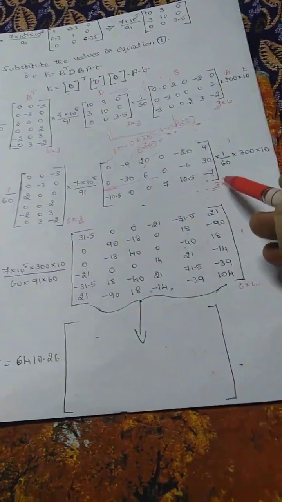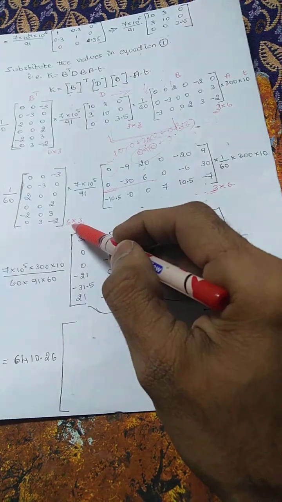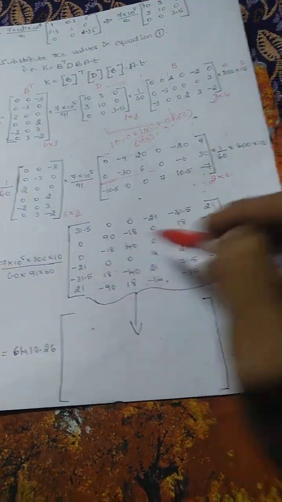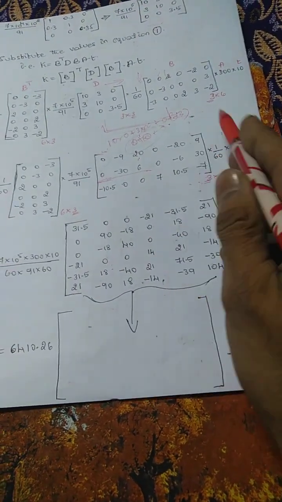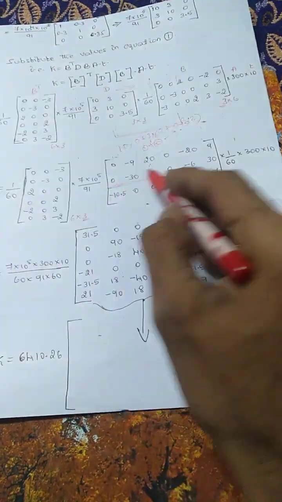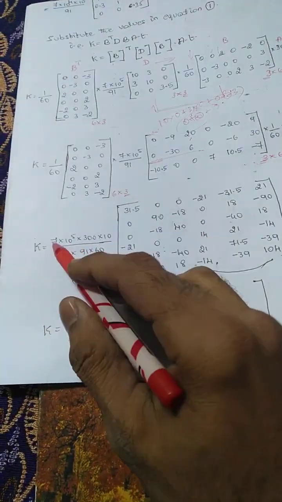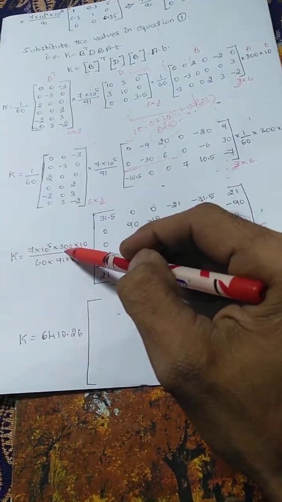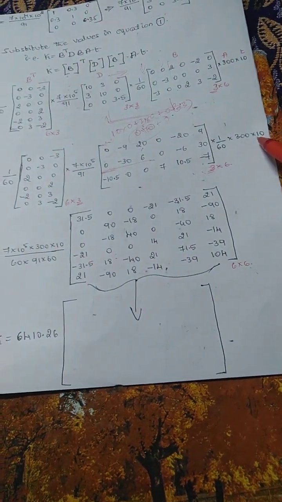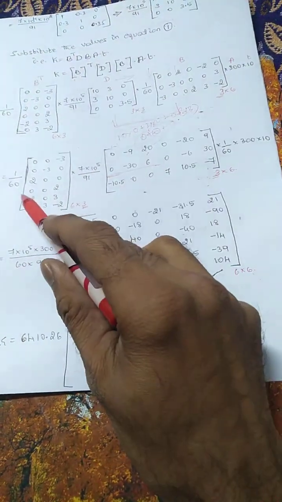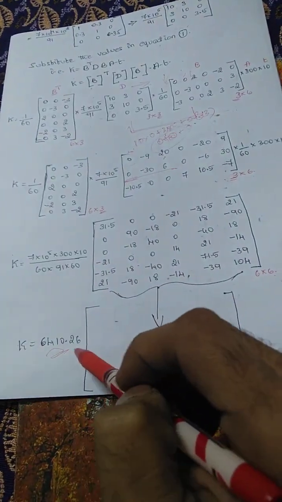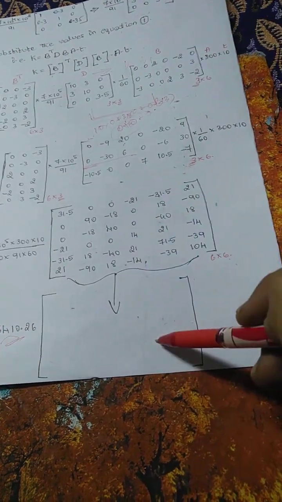Okay, next, after getting this one, this will be a big table because 6 into 3 matrix, 3 into 6 matrix, this can be done. So it will be a 6 into 6 matrix. Similar to this, you have to follow this one and you will get a 6 into 6 matrix. So here this 7 into 5 divided by 91 into 300 into 10 divided by 60, here this 60 and this 60. Okay, so this will solve this, you'll get 6410.26 and rewrite this one here.